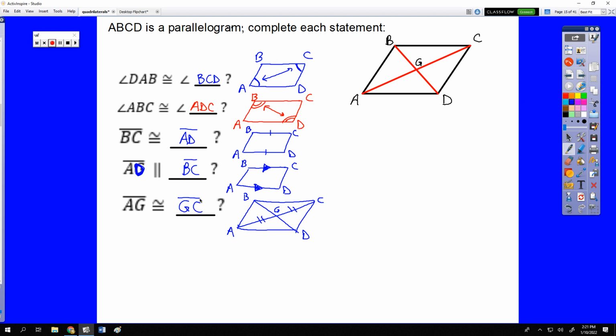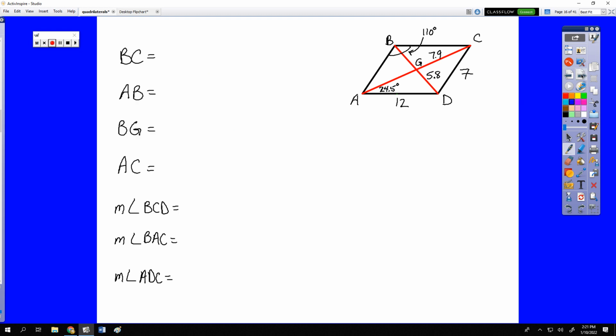The other type of problem we might see is when I give you actual numbers and I ask you to find missing lengths, missing angle values, etc. So for instance, BC, well that one should be relatively easy. BC has to be equal to AD or 12 units. Why? Because opposite sides are congruent.